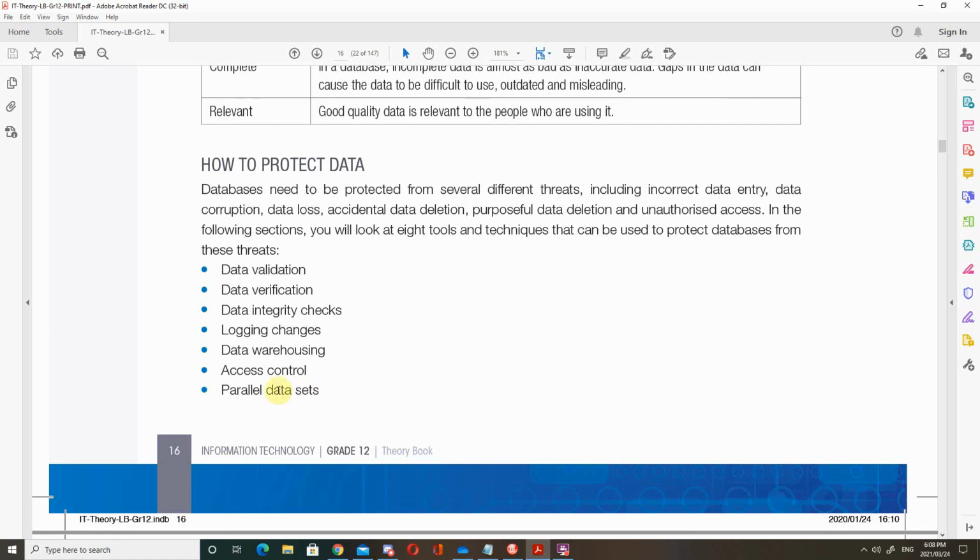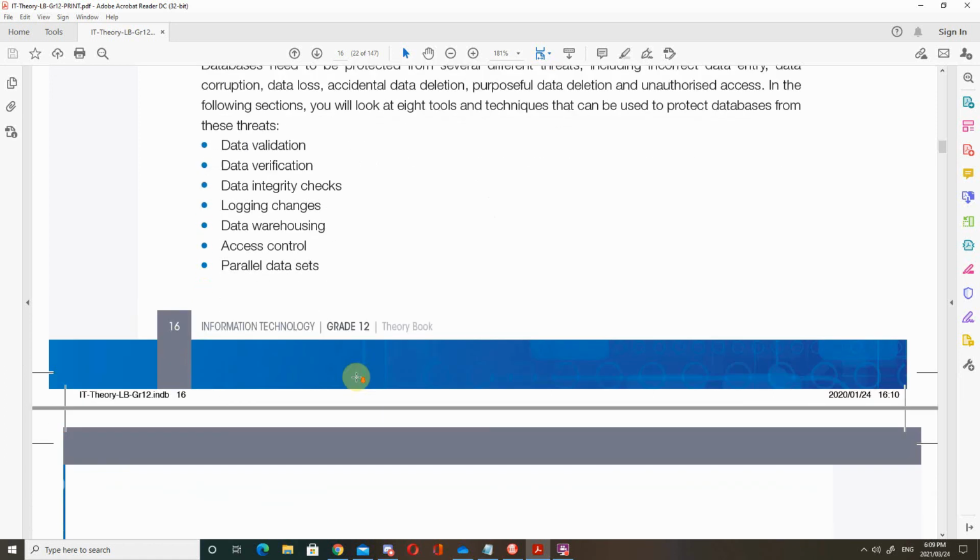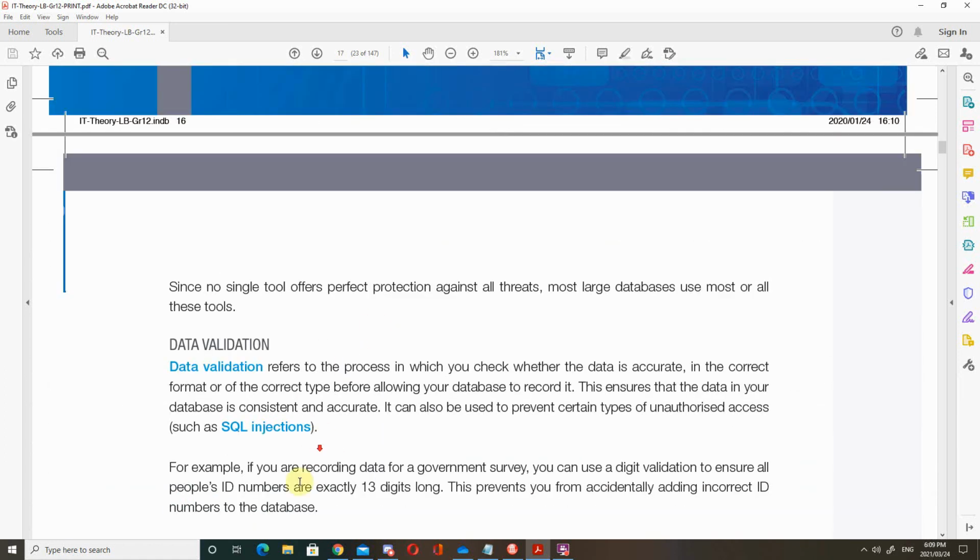Data warehousing, we sort of discussed already. Access control, that is physical access to the system as well. So maybe having biometric scanners or whatever to make sure that only certain people can have access to the data. And parallel data sets. You'll see now it's two data sets, sort of a backup system that we've got there.